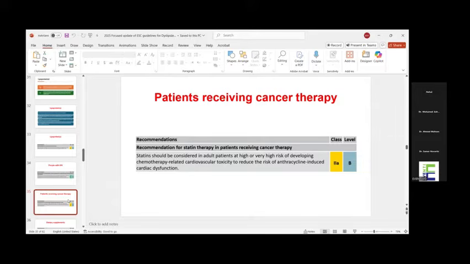Also, oncology patients. Statins should be considered in adult patients at high or very high risk of developing chemotherapy-related cardiovascular toxicity to reduce the risk of anthracycline-based cardiac dysfunction. So we will not adopt the classic strategy in patients with cancer or HIV. We will not calculate the SCORE2 and the SCORE2-OP, as these patients are actually at increased risk by default.